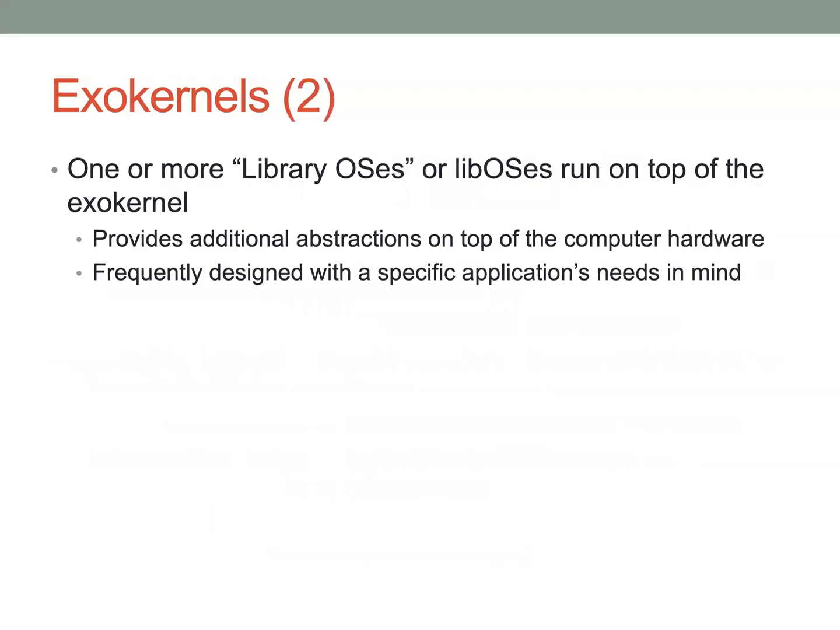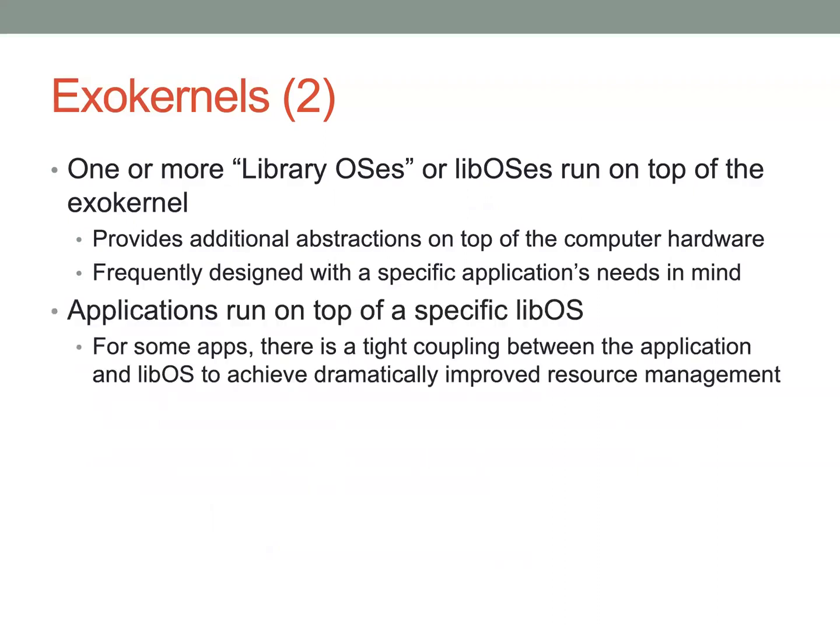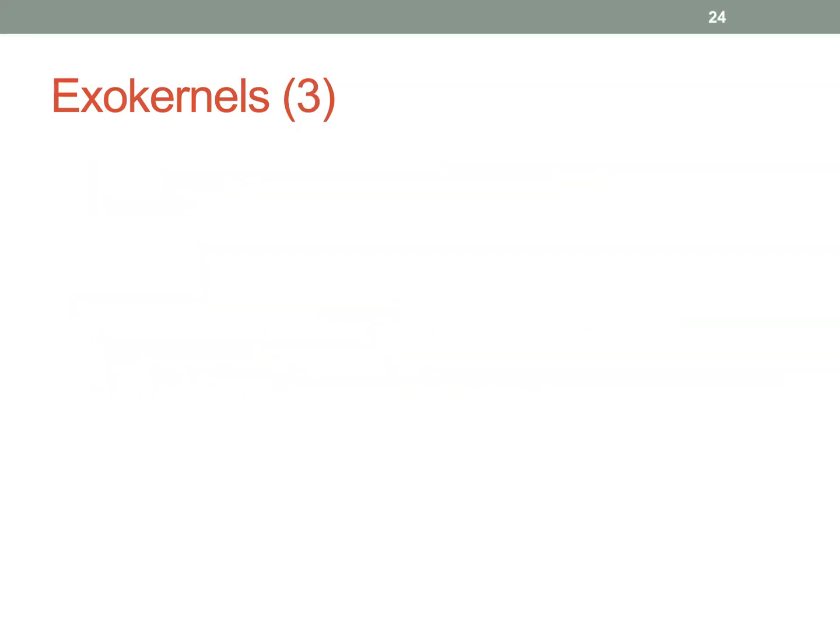Now, on top of the exokernel is this thing called a library OS, which basically is the thing that knows how to talk to the hardware. And so this is the mechanism now for providing abstractions on top of the compute hardware. Applications can say, I need this libOS to interact with this hardware, and the exokernel would support that interaction.